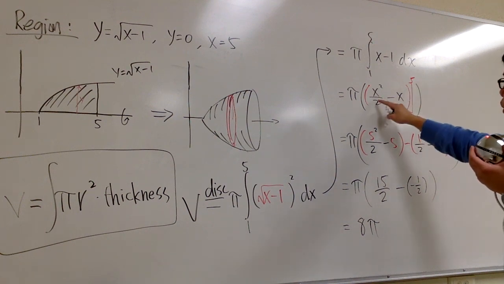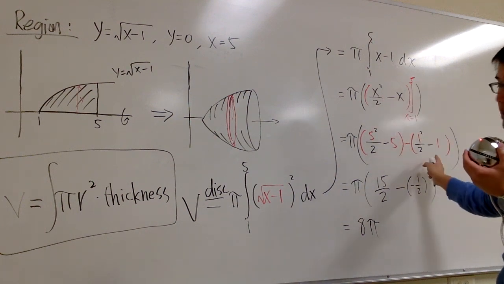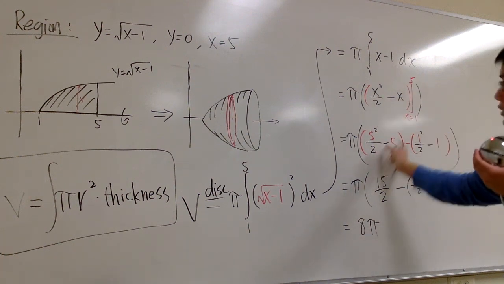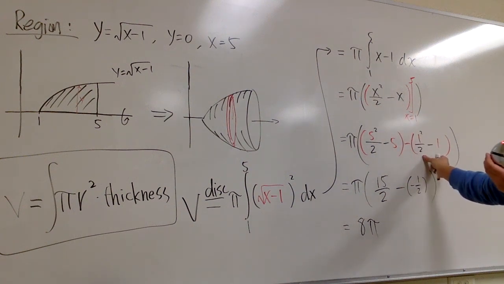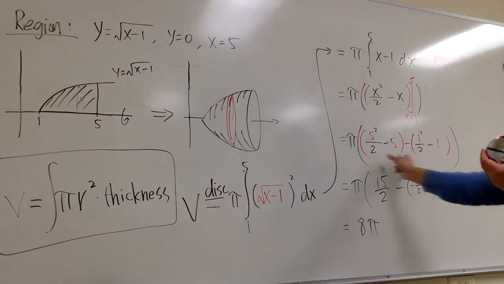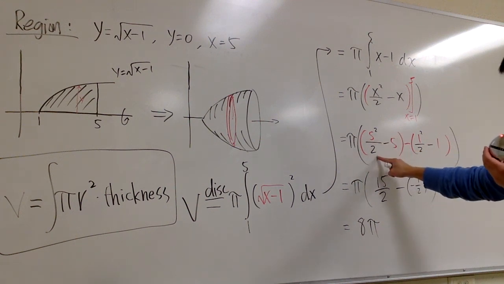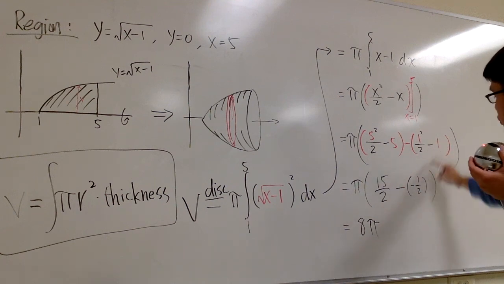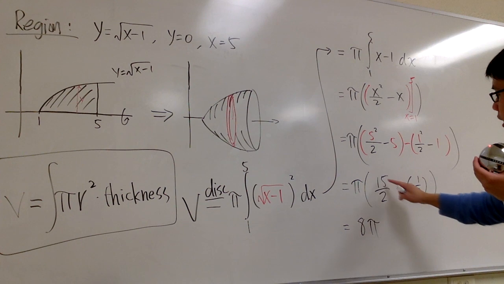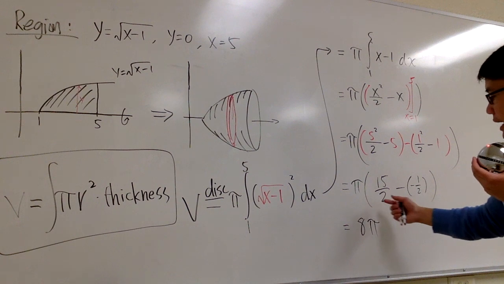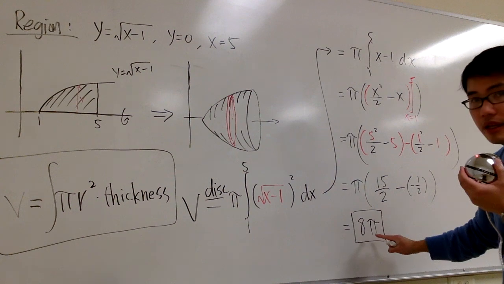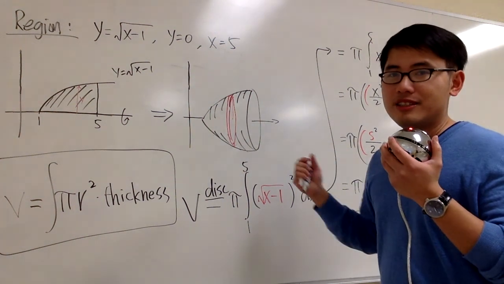And now I have to plug in 5 into all the x, plug in 1 into all the x, and then subtract. If I plug in 5 into all these x, I get this part. If I plug in 1 into all the x, I get that part. I have to do this minus that. And then if you work out the fraction, this is 25 over 2 minus 5, you get 15 over 2. This is 1/2 minus 1, which you get negative 1/2. 15 over 2 minus negative 1/2 is 16 over 2, and that's 8. And then at the end, don't forget to multiply by pi. Altogether, your answer is 8 pi. 8 pi would be the volume for this solid. That's it.